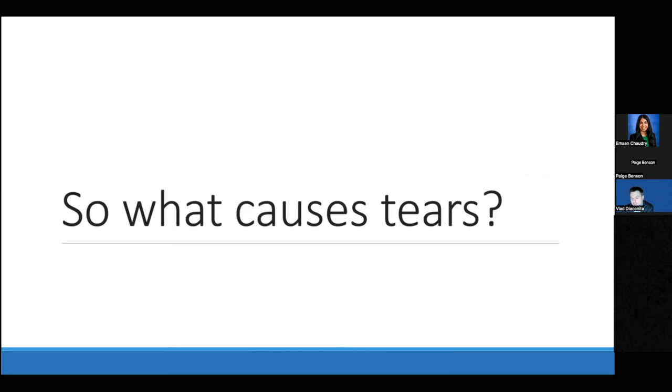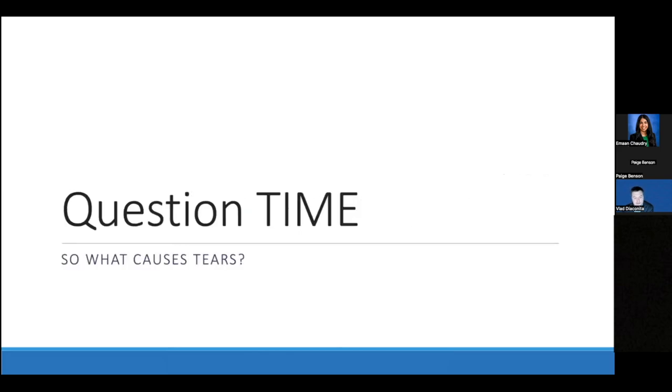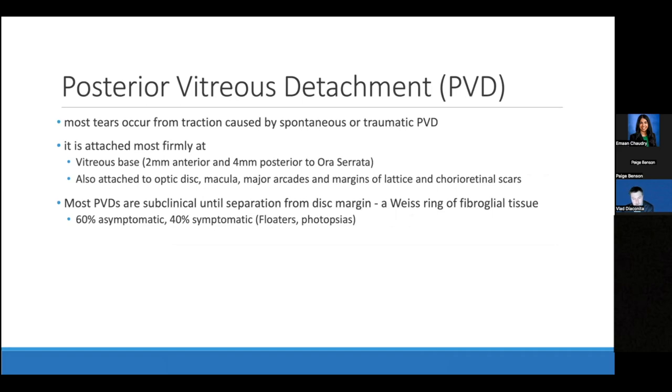Okay, so what causes tears? I'm not gonna go into this, but the answer really is what our student said, a posterior vitreous detachment. That's most of the time. The jelly pulls away like I showed, and because it's really firmly attached at the vitreous base, which is that area on either side at the top, most tears are going to occur there. It's also attached to the optic nerve, to the macula, and to the blood vessels. So sometimes pulling away can actually cause a hemorrhage, a vitreous hemorrhage, or a subretinal hemorrhage. Sometimes it's unlikely, but it can do it.